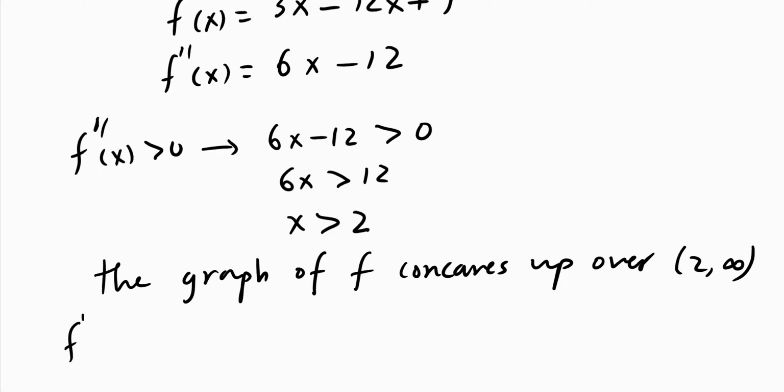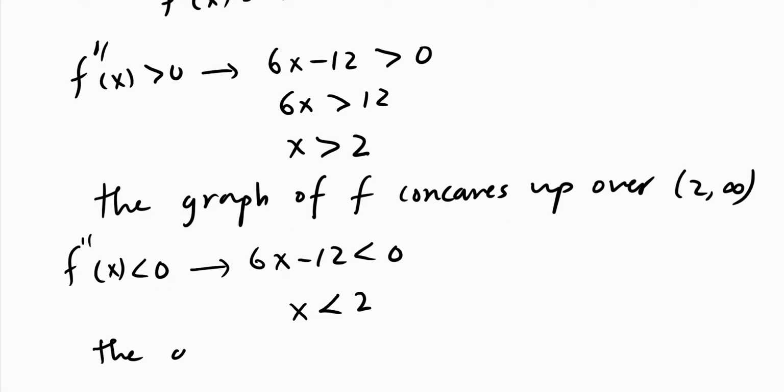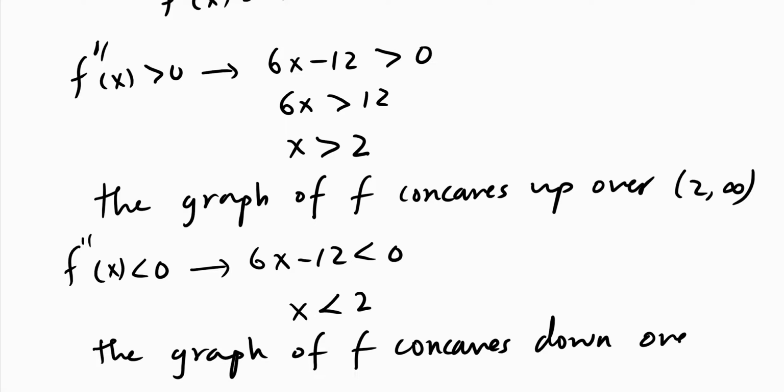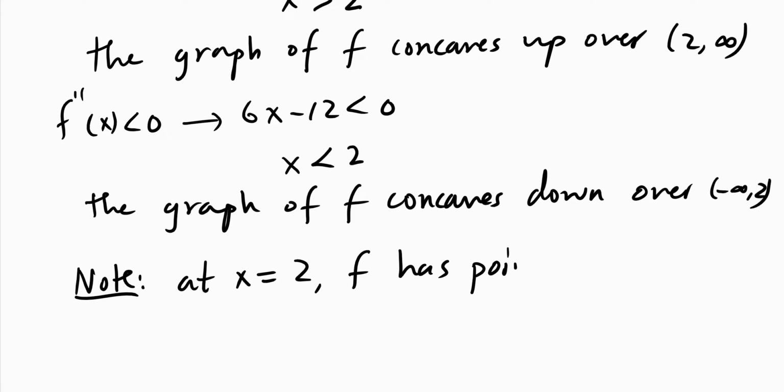The same thing happens for the second derivative being less than 0, when 6x minus 12 is less than 0. So x is less than 2. So we say the graph of f concaves down over the interval negative infinity to 2. So at that point, at x equals 2, f has a point of inflection.